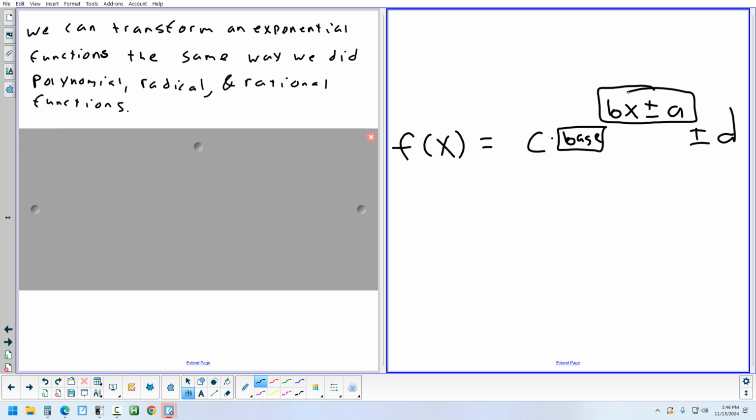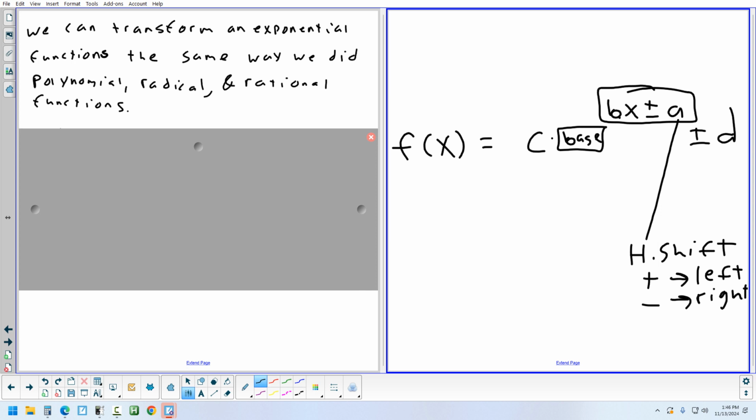This is the part that's inside. This is like the part that was under the square root, it means it's horizontal. Does anyone remember what A is? It's a horizontal shift. I'm literally going to write exactly the same thing I did yesterday. Plus would move it to the left, and minus would move right.